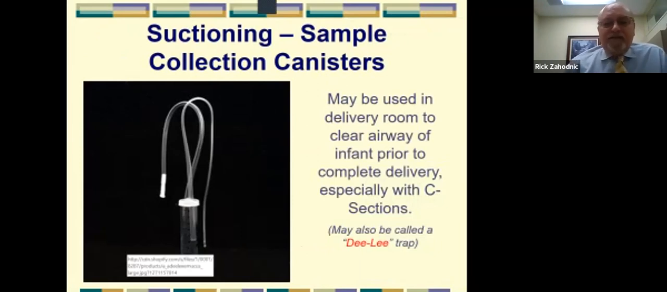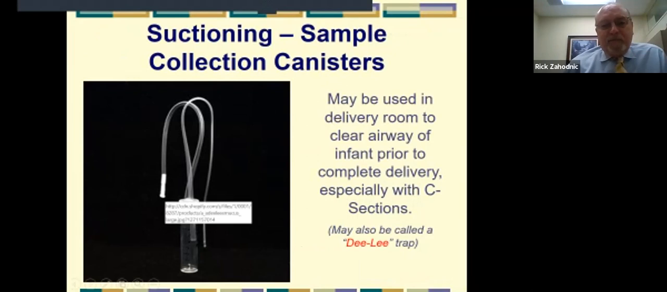Basically, this is used in a delivery room. There's a little mouthpiece here. This is inserted into the baby's airway. And basically, the vacuum source is somebody sucking on this. It's pretty disgusting. I don't know to what extent they are currently still in use, but yeah, there you go.